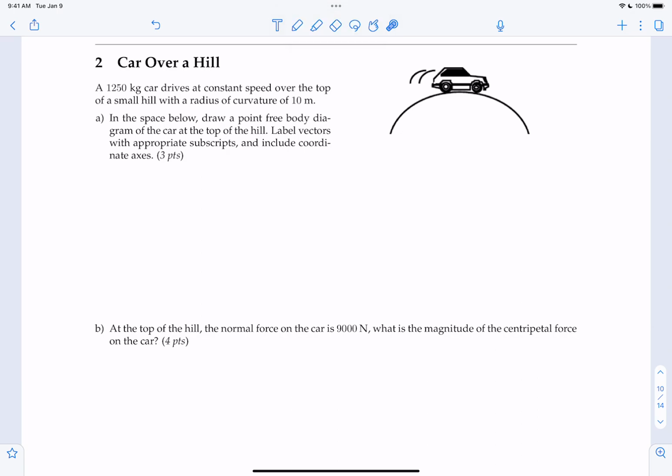But for number 2, this is just going back to the centripetal motion stuff. So it says a 1,250 kilogram car drives at constant speed over the top of a small hill with a radius of curvature of 10 meters. So in the space below, draw a free body diagram of the car at the top of the hill. Label vectors with appropriate subscripts, include coordinate axes. So this is our y-axis. This is our x-axis, right? What forces do we have acting on the car here?